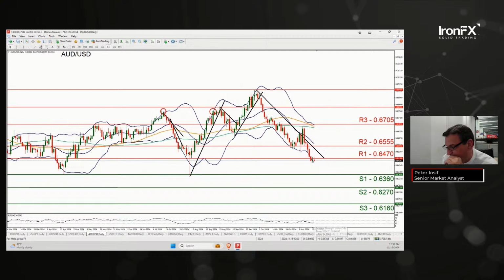The RSI indicator is at 34.25, implying a bearish sentiment on behalf of market participants for the pair. We may see some correction higher, but in my opinion, the bearish outlook, I wouldn't say is certain, but it definitely is the predominant one. And I would expect the pair to, at some point, start aiming for the 0.6360 support line. Let's have a look at gold.